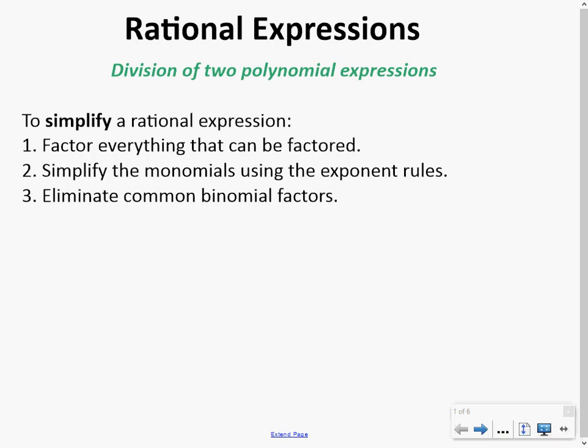So we say simplifying a rational expression is really trying to find some common factors between those two polynomials, right? The numerator, the denominator. So we're going to start by factoring everything that we can possibly factor. And then if we find a common binomial between the numerator and denominator, we'll be able to cancel them out. If we factor out some GCFs and there are monomials in front of some of our binomials, we can use our exponent rules to simplify those. So let's look at an example.